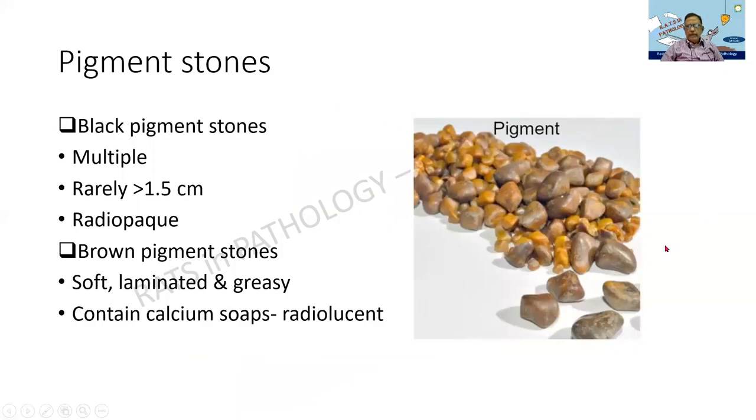Now, coming back to the pigment stones, as I mentioned, they are multiple. They are small, rarely more than 1.5 centimeters. There are black pigment stones and brown pigment stones. And sometimes the stones can be greasy. Because of the calcium soaps, they appear radiopaque.